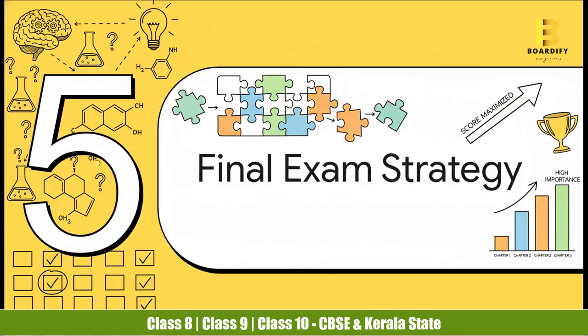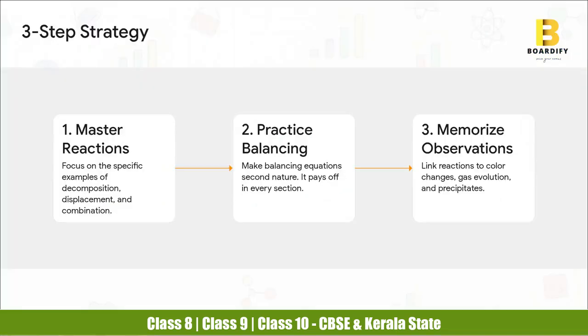Okay, let's tie this all together. We have all the pieces of the puzzle. Now, how do we build a simple, powerful revision strategy that will basically guarantee you a top score? Here it is in just 3 simple steps. First, master those specific repeated reactions we've been talking about. Don't just know them, own them. Second, practice balancing equations until it's just muscle memory. And third, memorize the key observations. The brown fumes, the yellow precipitate, the solution that changes color. Those are the little details that get you the full marks.